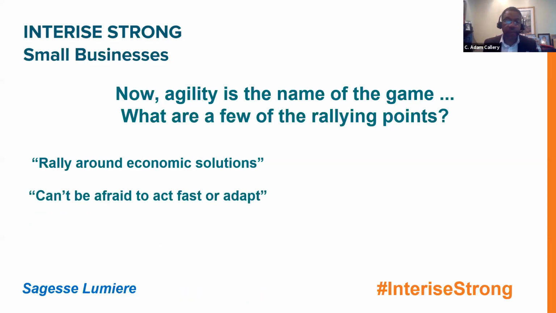What else would I need to think about? Can't be afraid to act fast and to adapt. It means I may not have perfect information, but if I have accurate information, I need to go ahead and act upon that in order to keep my business sustainable.